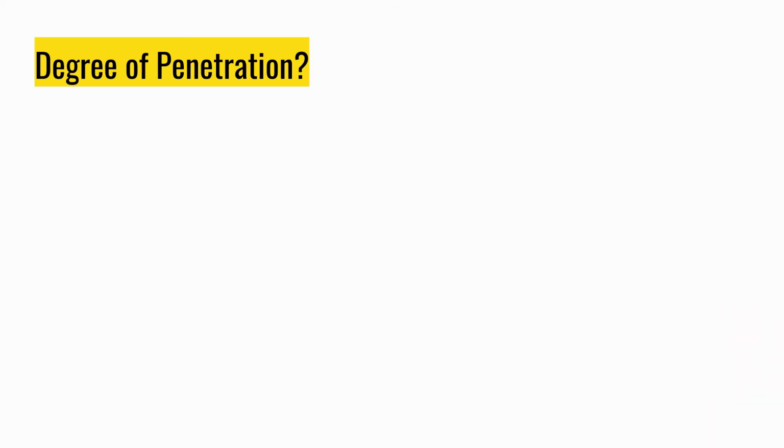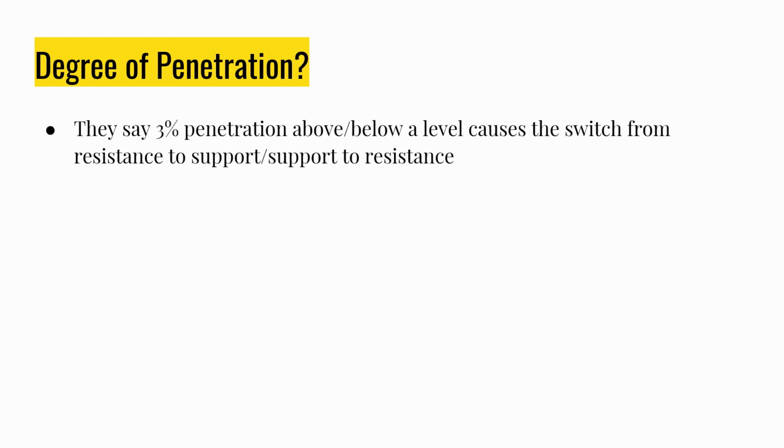Now that I explained how a level of support or resistance changes into one another, we must ask the question: at what degree of penetration through that level can we say the swap truly happened? Many technical analysts state that a 3% above or below level causes the level to switch from a resistance level to a support level and vice versa. However, the book states that it is truly all relative.